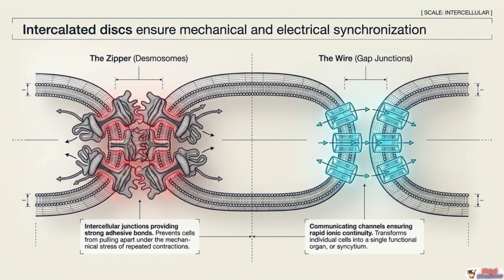The electrical wire consists of gap junctions. These are highly conductive transmembrane channels that allow rapid, direct ionic continuity between cells. By allowing ions to flood instantly from one cell to the next, gap junctions bypass standard chemical signaling, transforming billions of individual cells into a single, flawlessly coordinated functional organ, known physiologically as a functional syncytium.